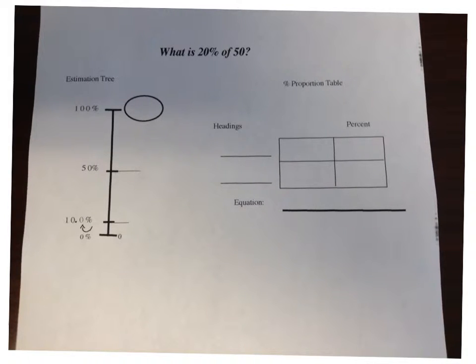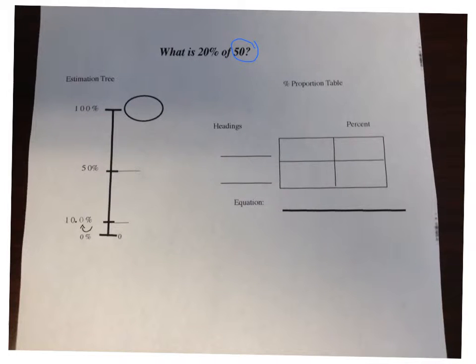Okay, we're going to solve a percent problem. What is 20% of 50? First thing we're going to do is use the estimation tree. We're going to figure out what 100% is, which is 50, and that goes here in the big circle. That's the whole. Then we're going to find benchmark percents of 50%, 10%, and 0. We'll estimate 20% based on those calculations.